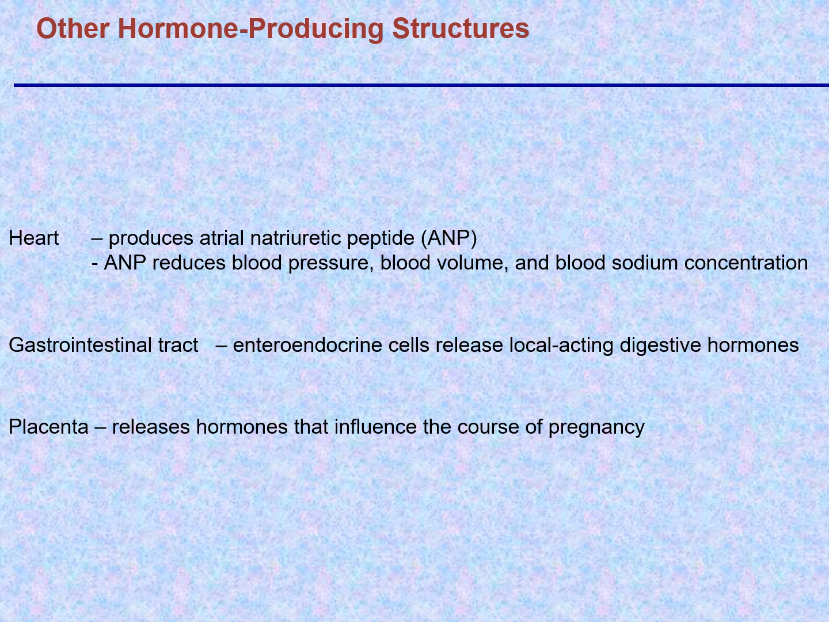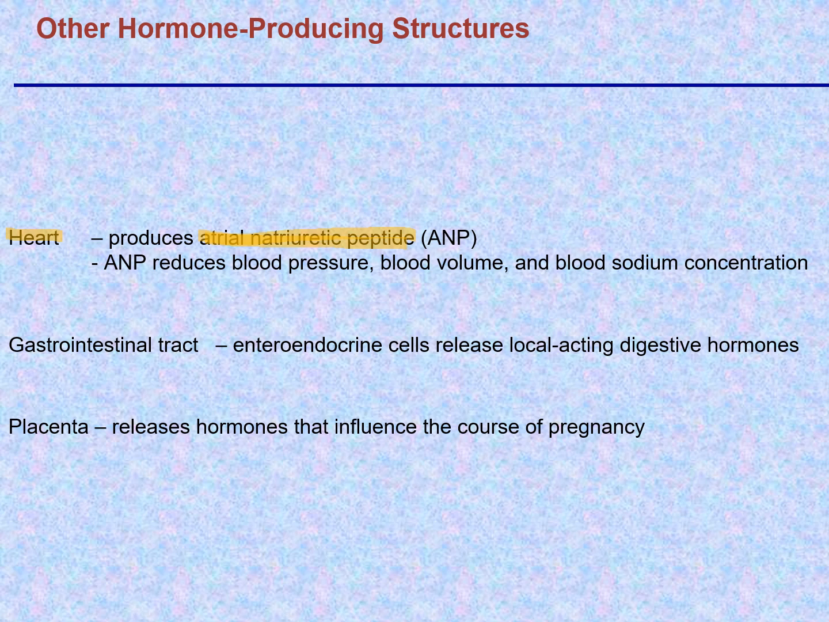Now, there are other hormone-producing structures in the body. They are parts of, or cells, that form a smaller part of different tissues. For example, the heart does have glandular tissue in it. It does produce atrial natriuretic peptide. Remember, atrial natriuretic peptide is produced when blood pressure is high and there's stretching of the atrial walls.